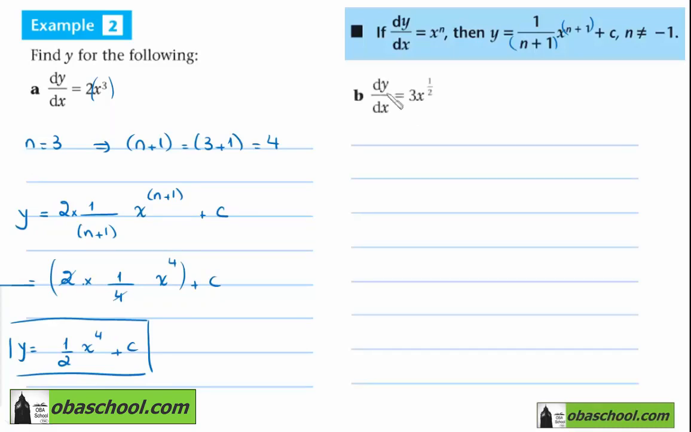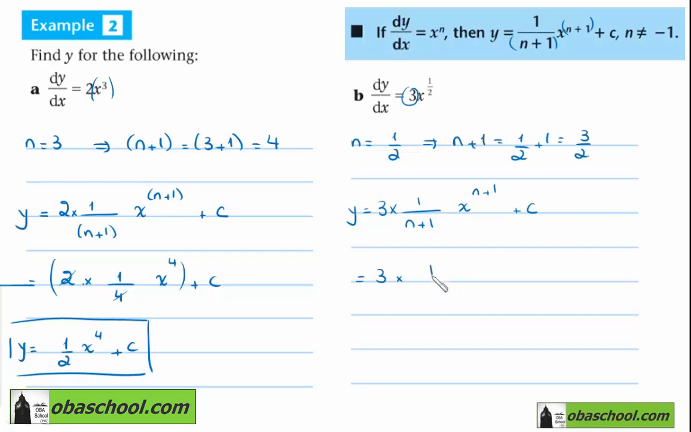In part B, we have dy by dx equal 3 multiplied by x to the power 1 over 2. Then we have a constant 3 multiplied by x to the power n, that is x to the power half. Therefore, n equal half, n plus 1 equal half plus 1 equal to 3 over 2. Therefore, substituting in y, it means that 1 over n plus 1 x to the power n plus 1 plus constant, and we have to remember to multiply by 3 the constant. So we multiply by the constant.